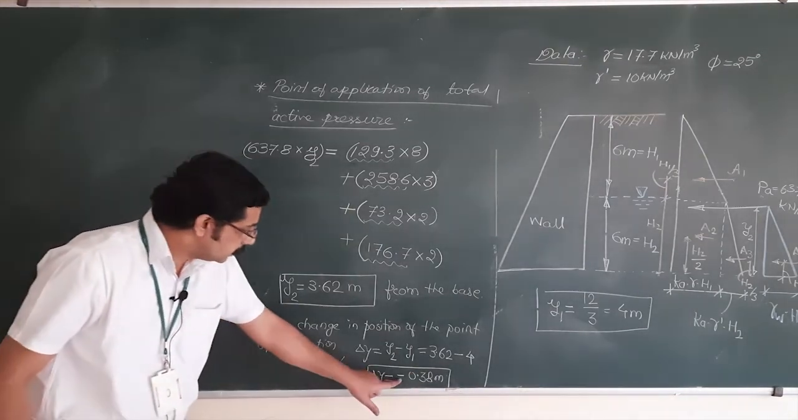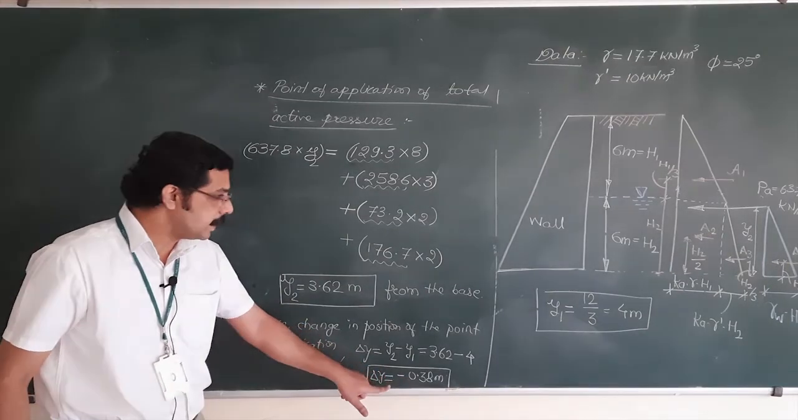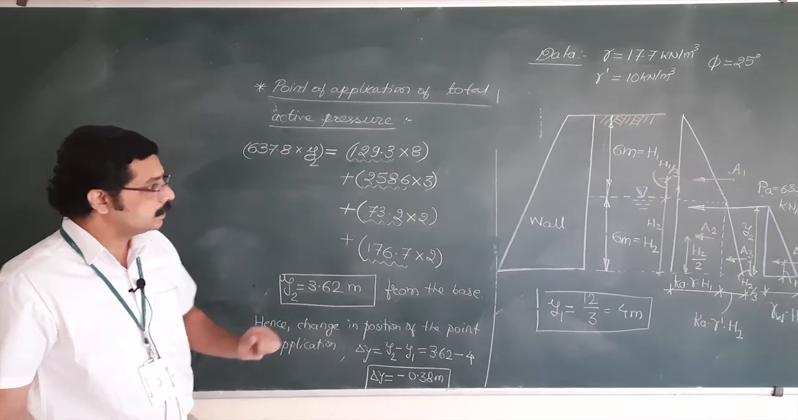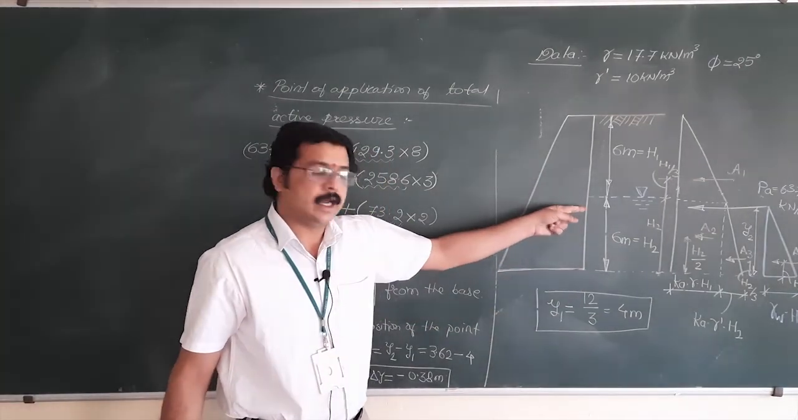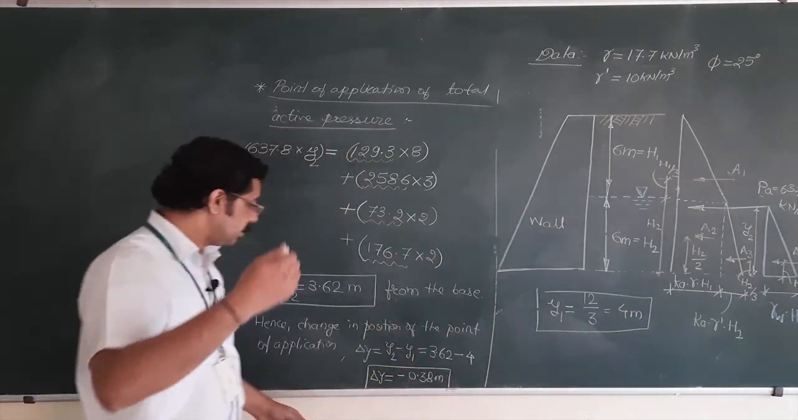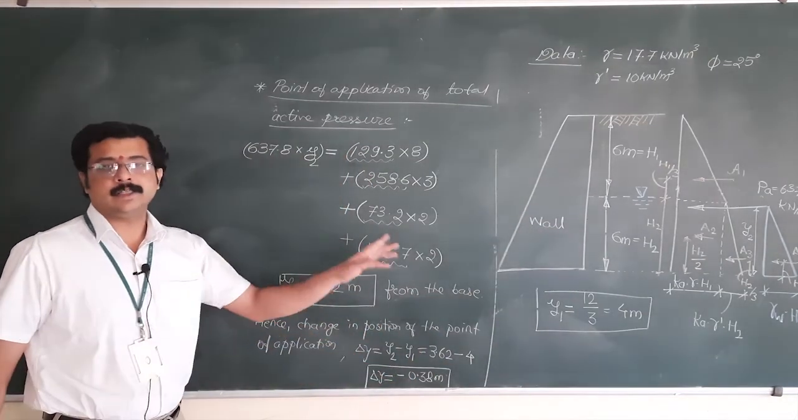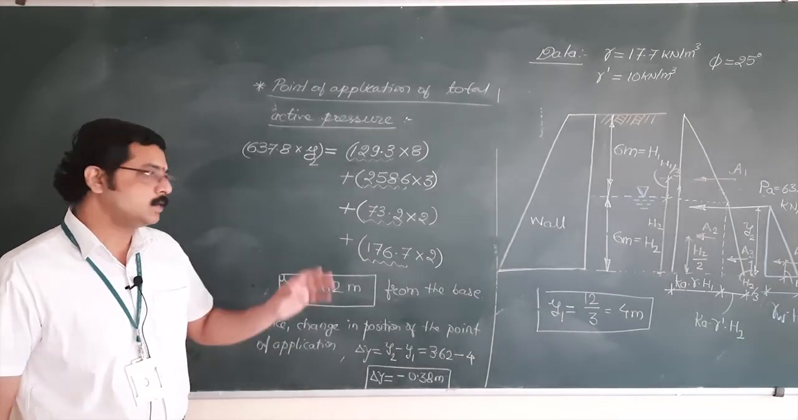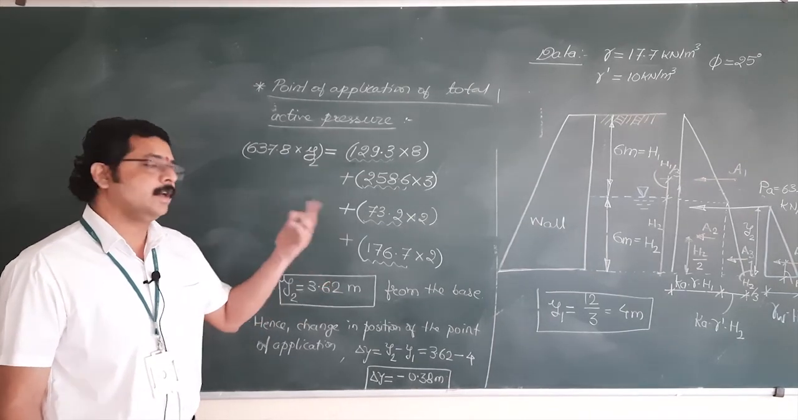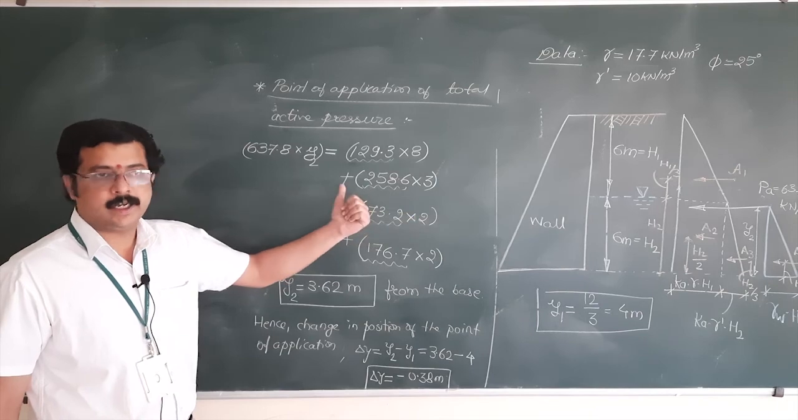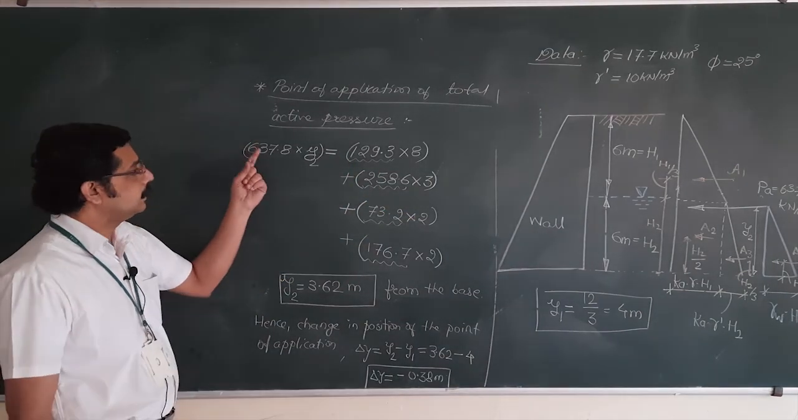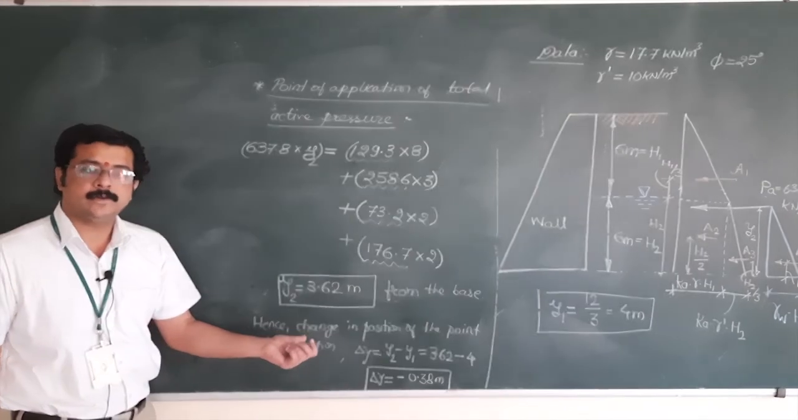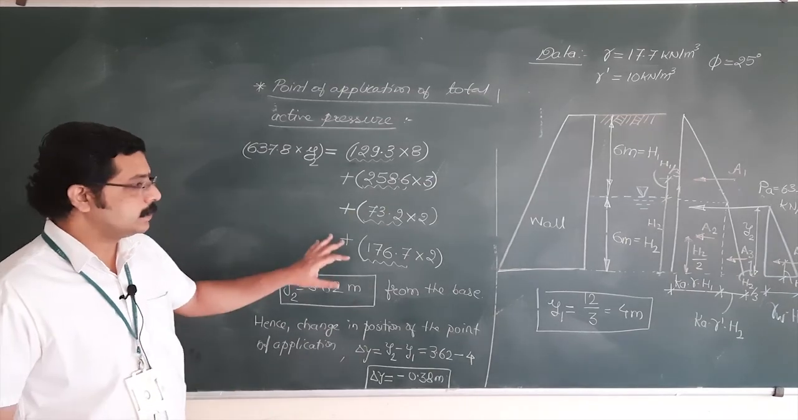What does this negative sign indicate? It indicates that the location has gone down with respect to its initial position. That is correct. Initially it was 4 meter and now it is 3.62 meter. Hence the point has shifted down. So this minus sign indicates that concept. This way we can find the total active pressure when the soil is dry, or whenever we have the water table at some depth. At the same time we can find the difference between the pressures and also the difference between the points of application of the total pressure. Alright, so this is the solution. Thank you.